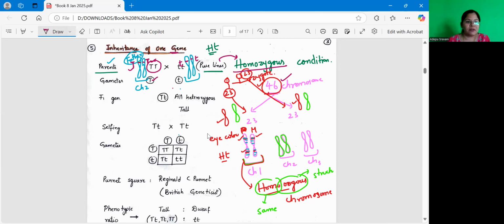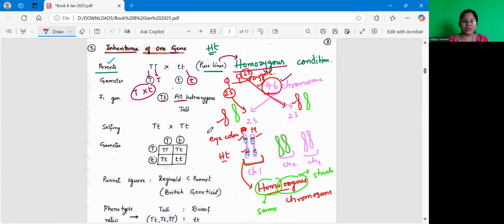So here, let me erase all these things so that I can explain again. Now, parents are capital T and small t, okay? And the gametes we get will be the same. So both times we get capital T here, and both times here we get small t. Clear? Now in the F1 generation, what happens? We have to cross the gametes, and we get all heterozygous condition. Clear? So capital T crossed with small t, we get the heterozygous condition without fail.